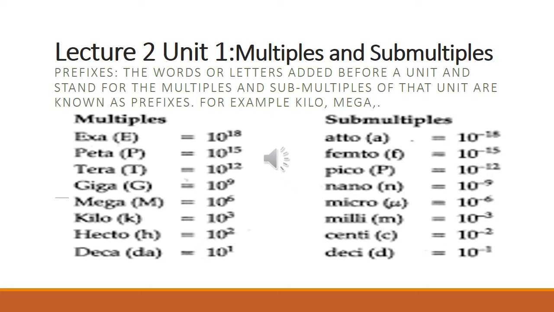The same is the case with submultiples. One very important thing is that the power of 10, or the value of submultiples, is represented with the help of a negative sign, which indicates that these values are smaller than the standard unit. For example, atto is represented by a and it is equal to 10 raised to power minus 18. Femto is represented by f and it is equal to 10 raised to power minus 15. Pico is represented by small p and it is equal to 10 raised to power minus 12. And in this way you can see so many multiples and submultiples according to the quantity.